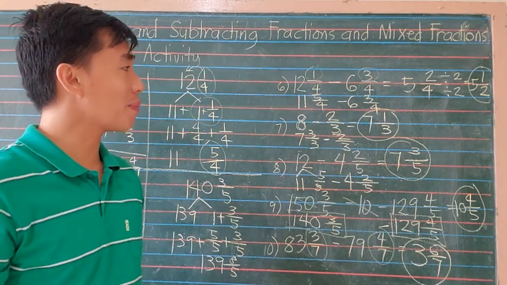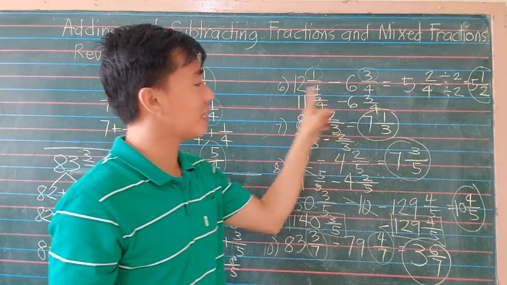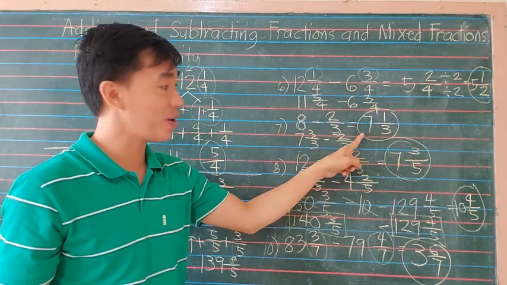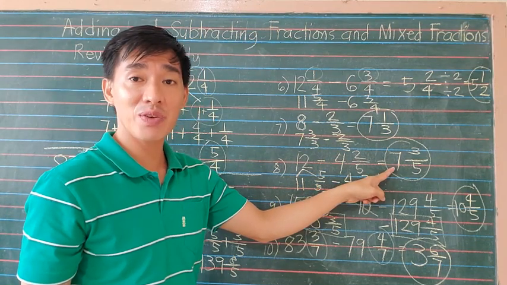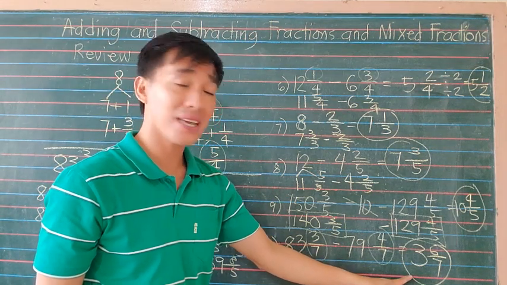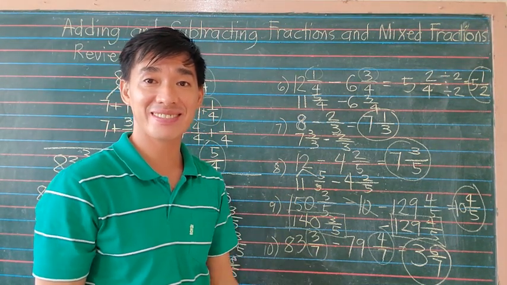I would like to recap our answers for 6 up to 10 review activity. That is 5 and 1/2, 7 and 1/3, 7 and 3/5, 10 and 4/5, and 3 and 6/7. Any question?